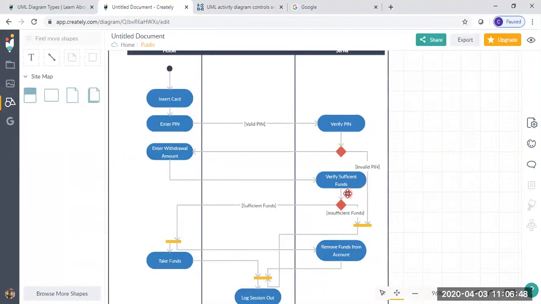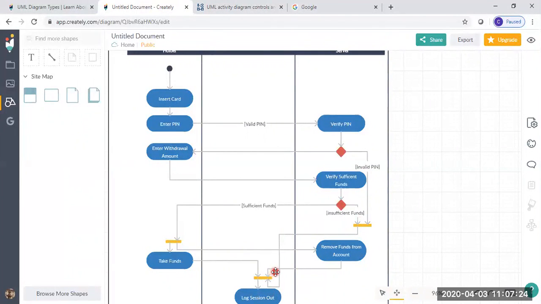Now two outcomes are possible. The funds are found to be sufficient, or the funds are found to be insufficient. If the funds are found to be insufficient, we are again at this golden bar, which is a merge bar. This is an alternate. These two are alternate flows, invalid PIN and insufficient funds. Any of the two can trigger us or take us to the next activity, that is log session out. Again, log session out.